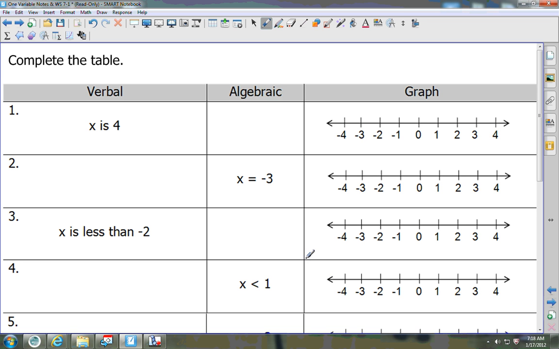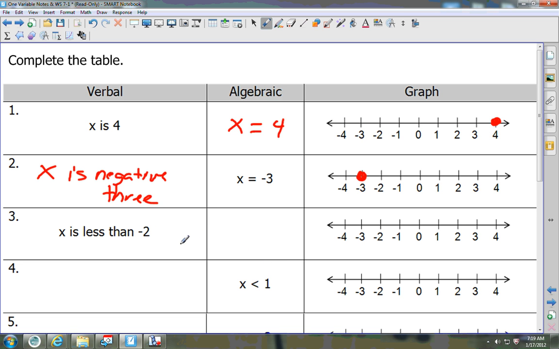Here's the next one. Complete the table. It says x is 4. X equals 4. So that means we go out to 4 and we will put a dot. What does this mean? It means x is -3. So I will go to -3 and I will put a dot.